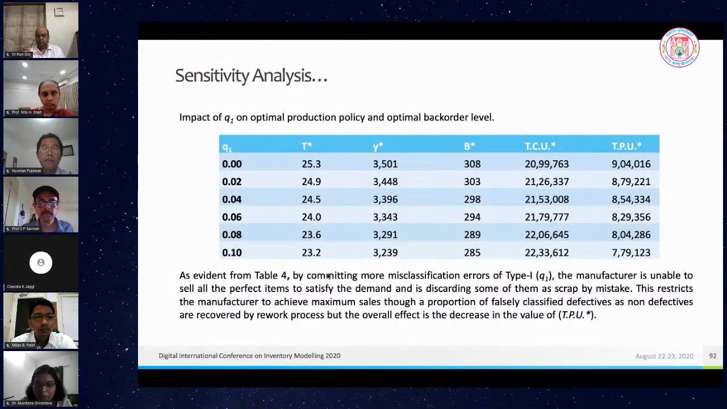Then the Q1. The evidence is that by committing more misclassification errors of type 1, manufacturers are unable to sell all the perfect items to satisfy the demand and are discarding some of them as scrap by mistake. This restricts the manufacturer from achieving maximum sales because of the proportion of falsely classified defective as non-defective. Naturally, if I classify a non-defective as a defective, it is going to impact me. It is recovered by the rework process, but the overall effect decreases the value of total profit. Next, please.